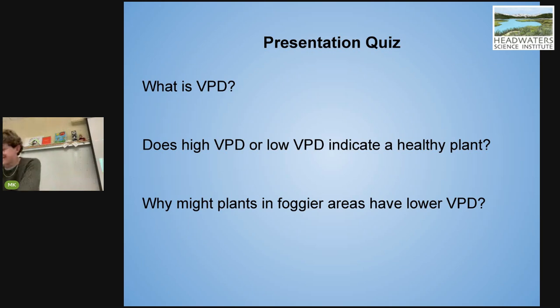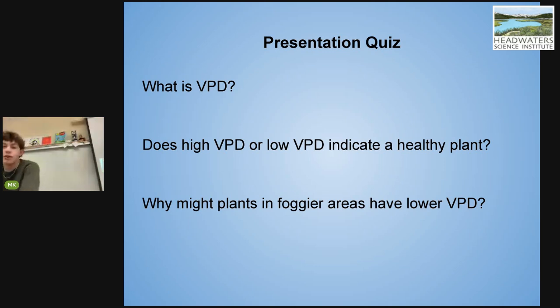So VPD is the vapor pressure deficit, and that means as VPD goes up, the deficit increases and it gets more dry. So as high VPD increases, the plant actually becomes less healthy. So low VPD is a healthy plant. And this is because at low VPD, the stomata are open, so there's going to be more transpiration and more nutrients actually going into the plant.